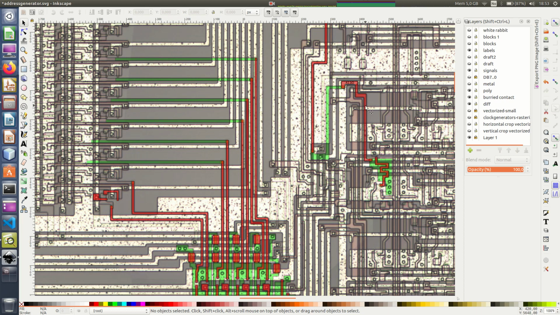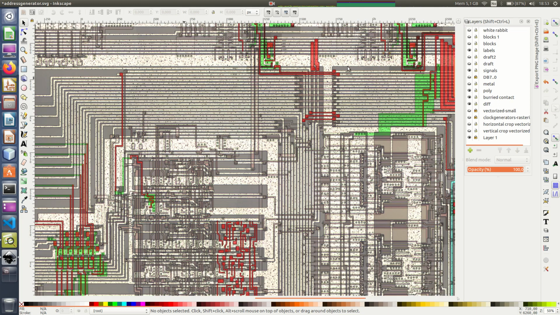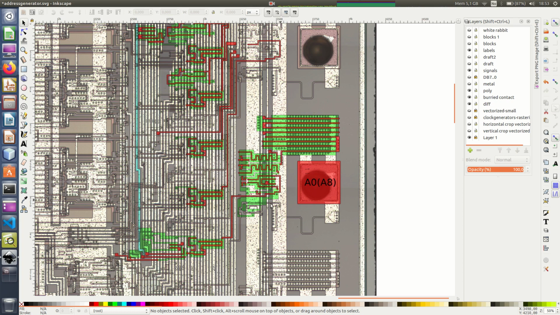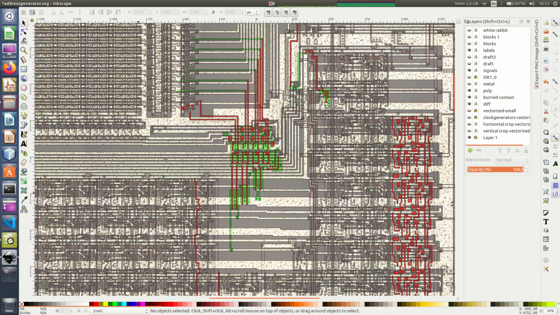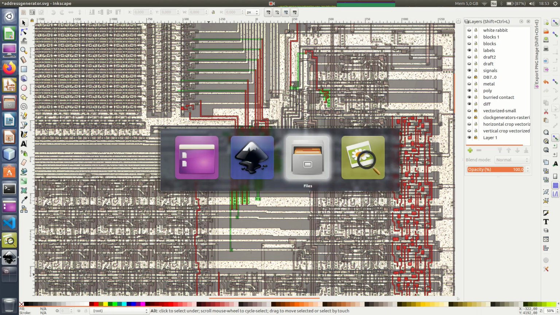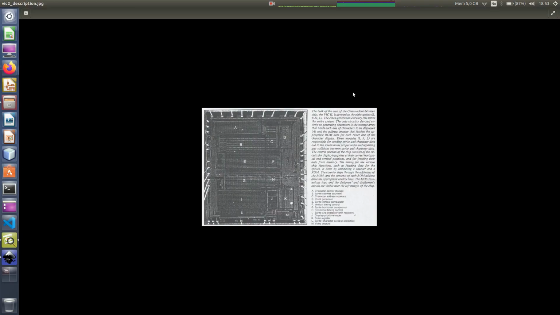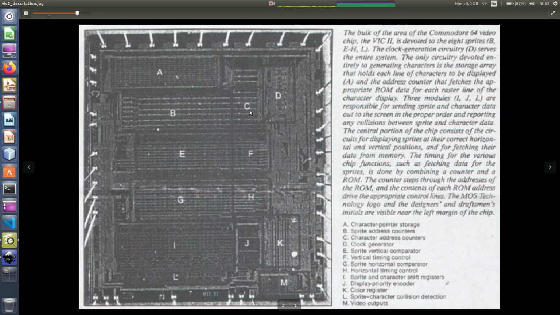Look. It goes further, and I think from here it just goes out to the pads. We can follow it, but trust me, it just goes out to one of these address pads, which go out to the pins. Well, this is a counter. We can actually cheat a little bit, because if we look at the VIC-II description, we can see that in this area we have C, which is character address counters.